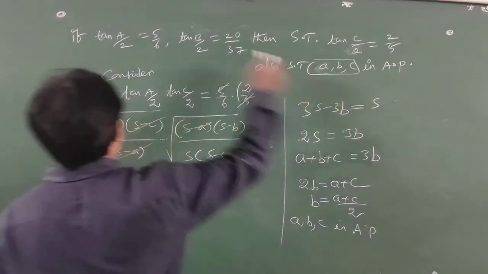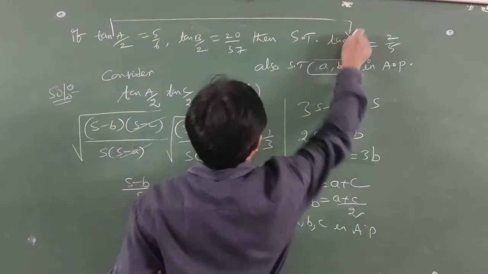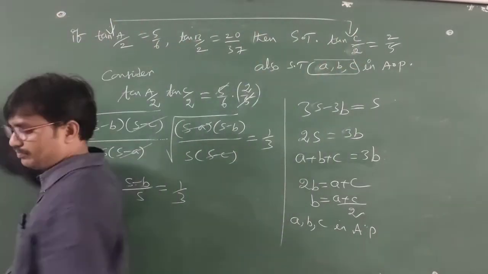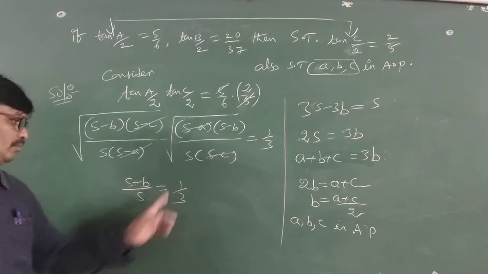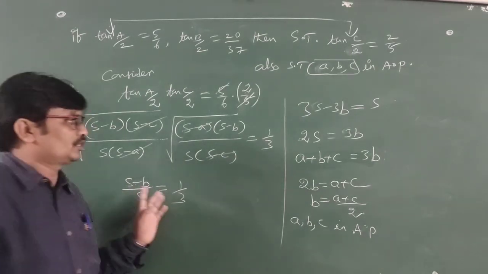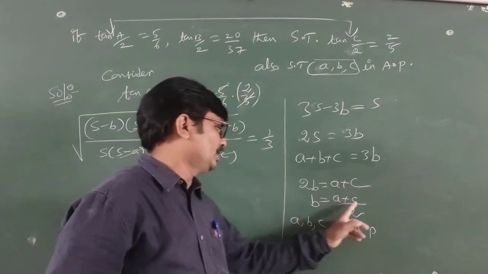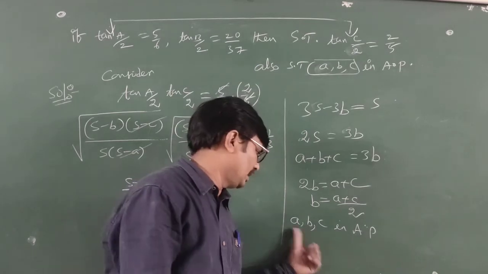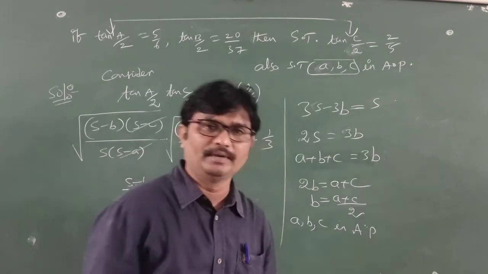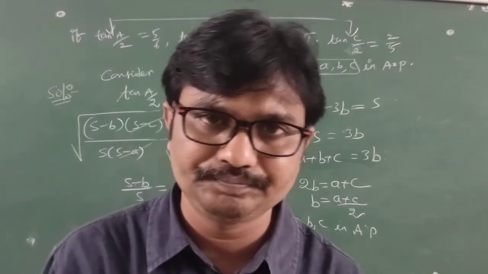We just took the product of the first and third terms, then we got 1 by 3. Then after simplification we got B equals (A plus C) by 2. Then you can write that A, B, C are in arithmetic progression. Okay students?